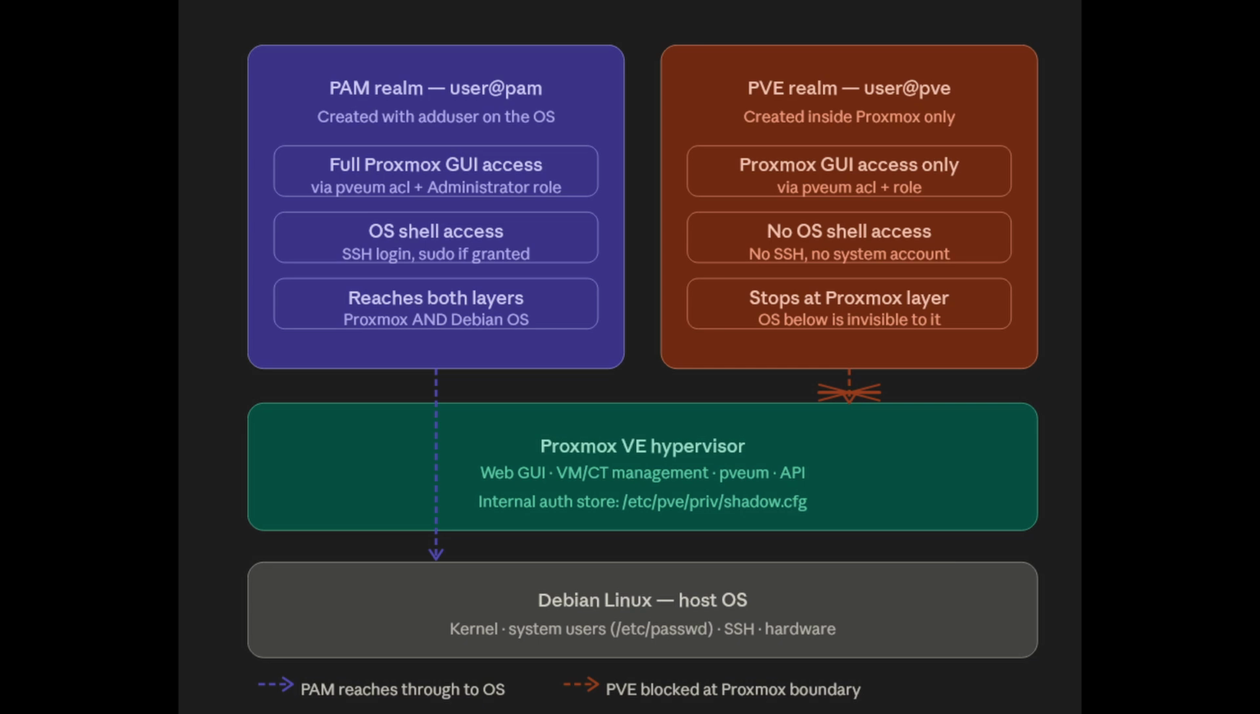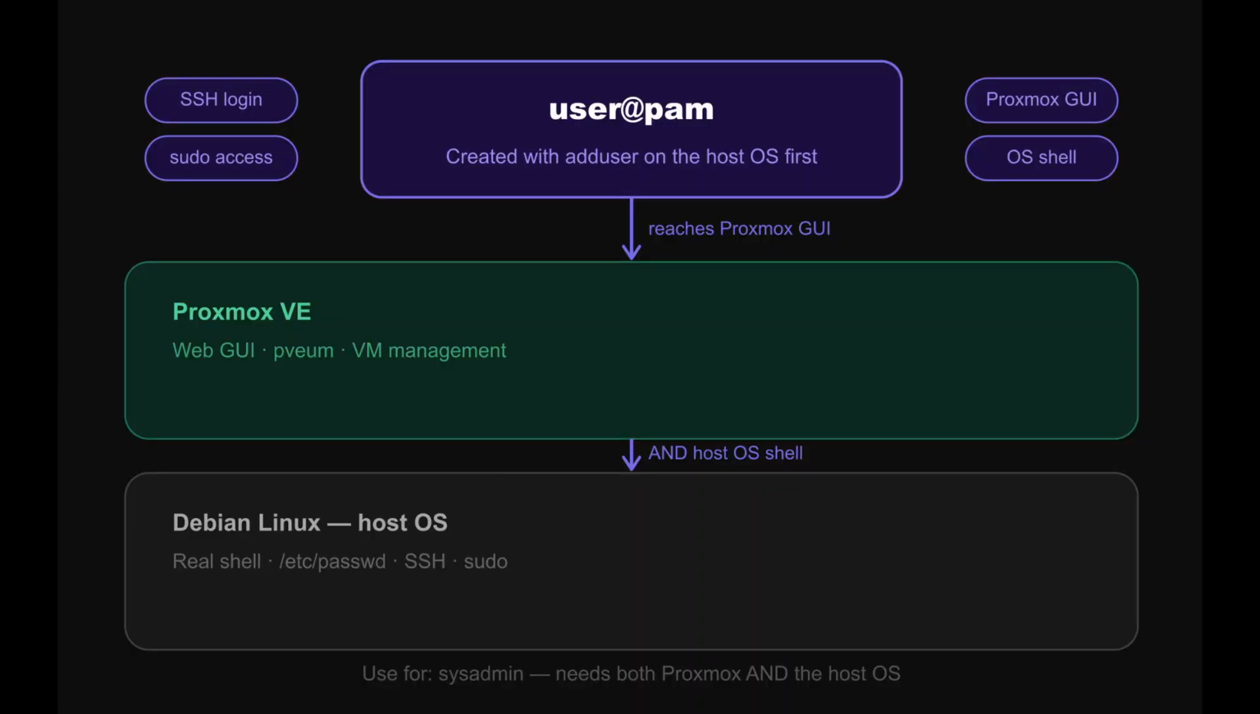That means that there are actually two separate worlds of users, the Linux OS underneath and the Proxmox layer on top. PAM stands for Pluggable Authentication Modules. A PAM user in Proxmox is actually a real Linux system user, created with adduser on the Debian host first, then linked into Proxmox with pveum. This user has a real shell account. If you grant them sudo rights, they can do everything on the machine, not just in the Proxmox GUI, but in the actual operating system. SSH in, modify files, install packages.